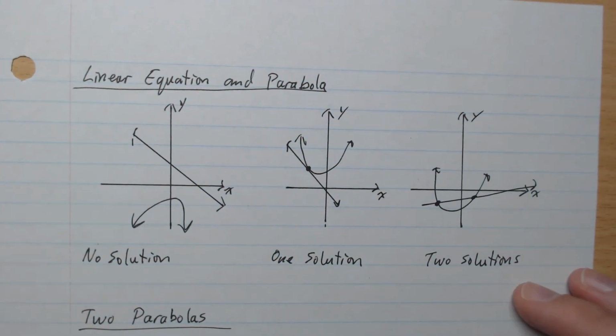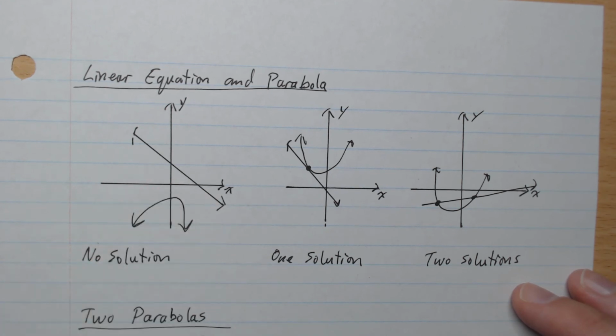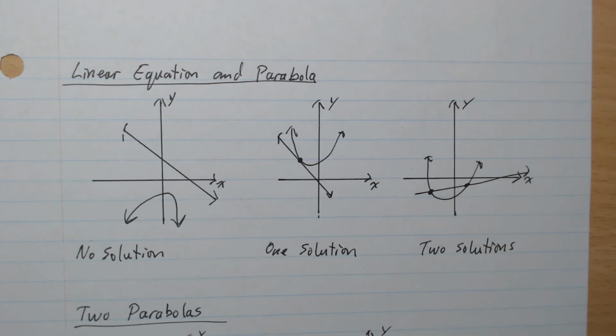Okay, a linear equation and a parabola. So you can see here no solution. Here we have one solution, and here we have two solutions. So those are the different possibilities.